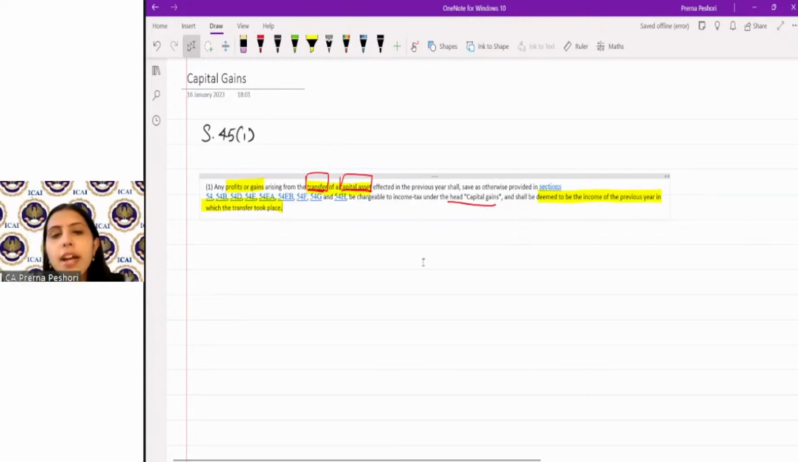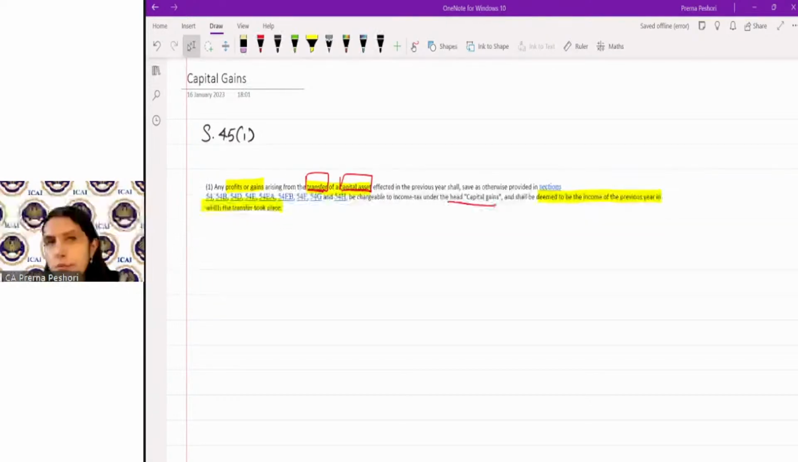Now, let's try and understand the meaning of the term capital asset and the meaning of the term transfer. First, transfer is defined under section 2(47). So first we are looking at the meaning of transfer, because it says transfer of a capital asset. So 2(47) provides what will be a transfer. It provides that the transfer of a capital asset means extinguishment, relinquishment, sale.